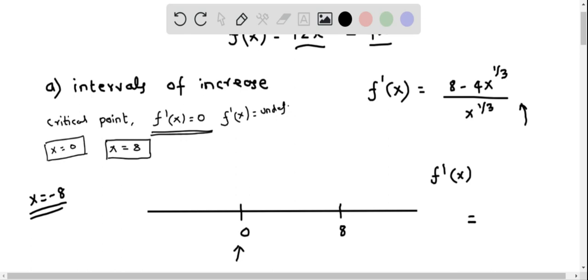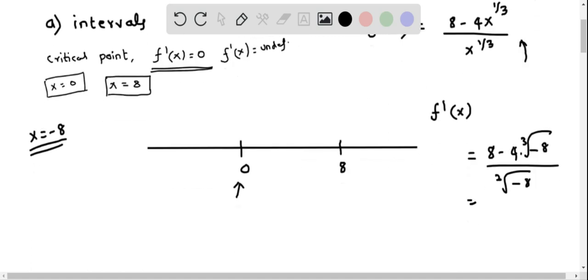So therefore, when we plug it here, this will become 8 minus 4 times negative 8 to the power 1 by 3, which is basically the cube root of x. So negative 8 cube root divided by negative 8 cube root. The cube root of negative 8 is negative 2, and negative 4 times negative 2 is positive 8. So it will be 8 plus 8, which is 16, divided by a negative number. The cube root of negative 8 is negative, so this is giving negative. So let's mark negative to the left of x equal to 0.